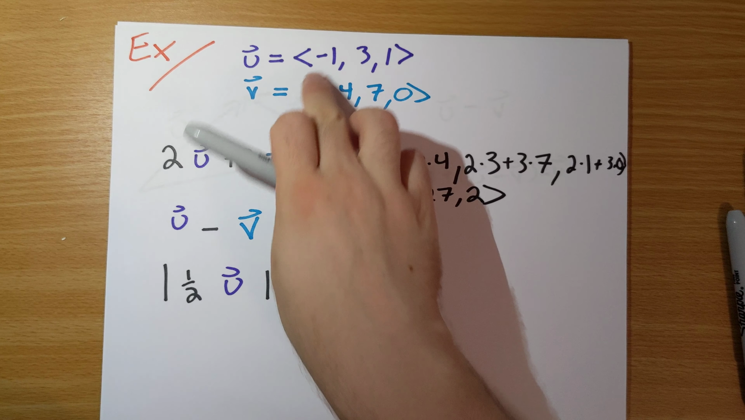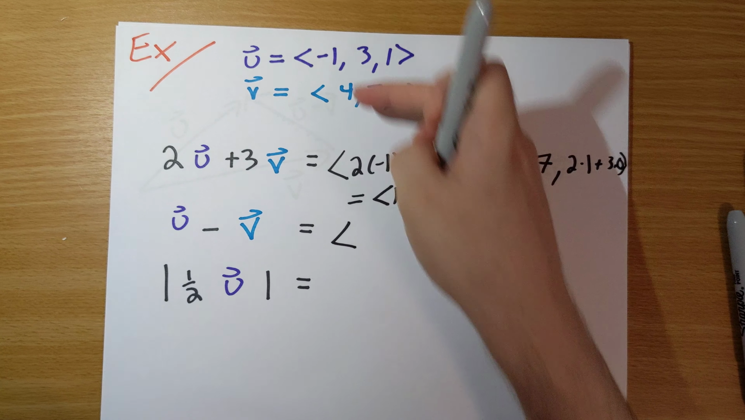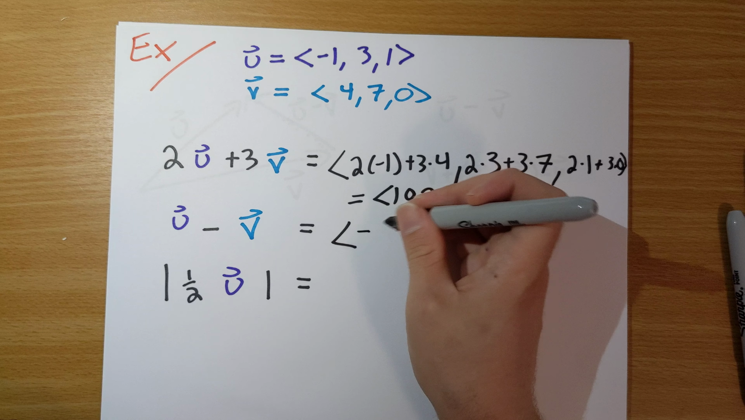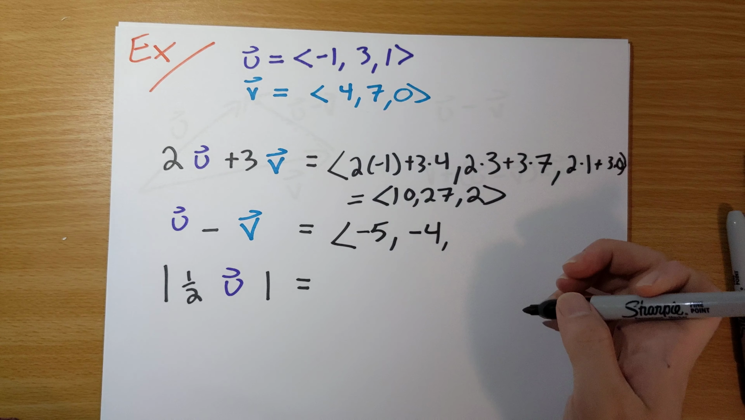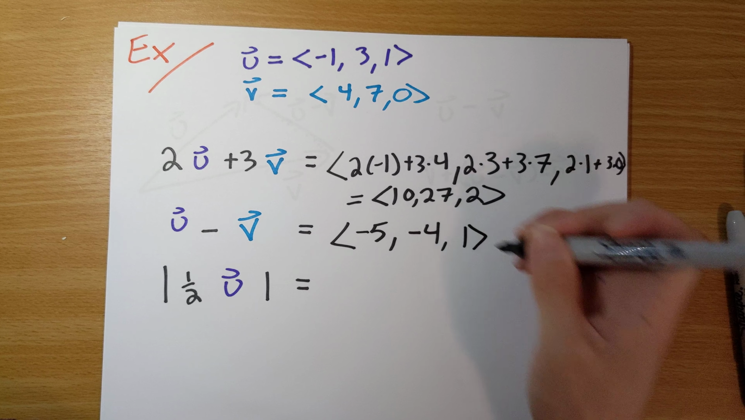We want to do u minus v. Let's just subtract them component by component. -1 minus 4 would be -5. 3 minus 7 would be -4. 1 minus 0 would be 1.